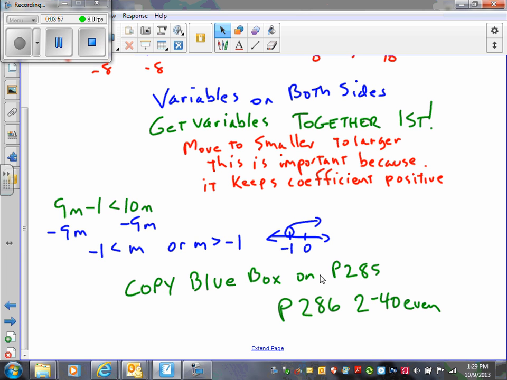There's a blue box on page 285. You need to copy that down. It gives you some words for inequalities for when you're trying to translate words to inequalities for them to solve. Your homework is page 286, 2 through 40 even.